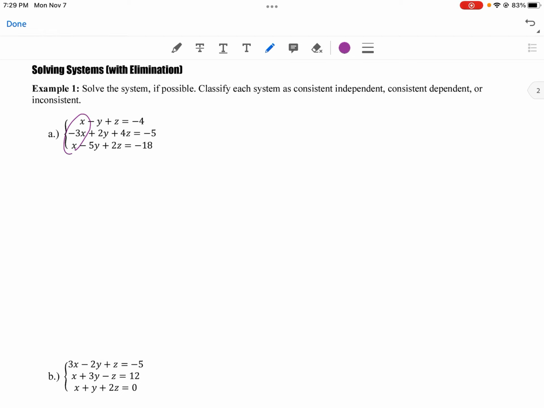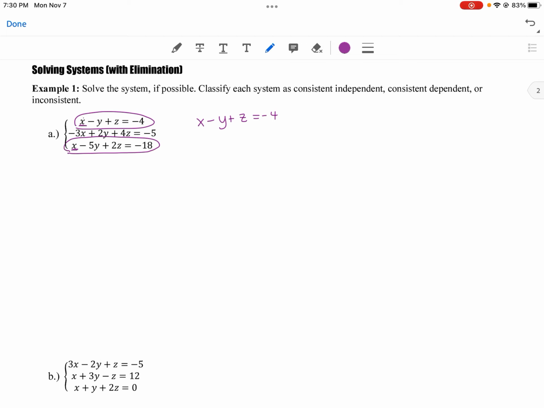So I'm going to go ahead and do the first row, which is negative x minus y plus z equals negative 4. And let's say I choose that first and that third row. I'll show you in a minute why I chose those two, and that's because I just have an x and an x there.